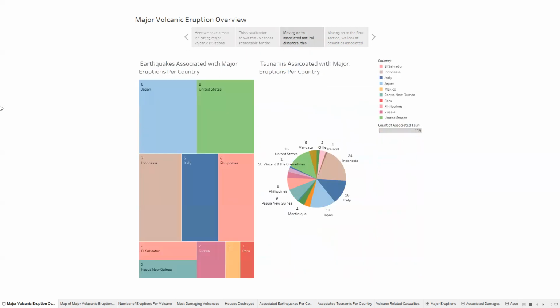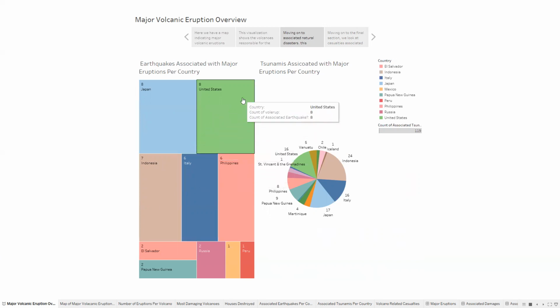Thank you. So this infographic has the associated natural disasters with these volcanic eruptions. On the left, we have a box chart showing that the countries with the most earthquakes associated are Japan and the United States, followed closely by Indonesia and Italy.